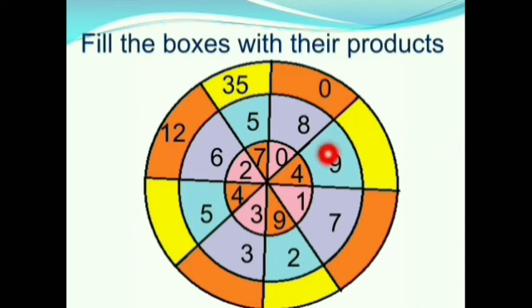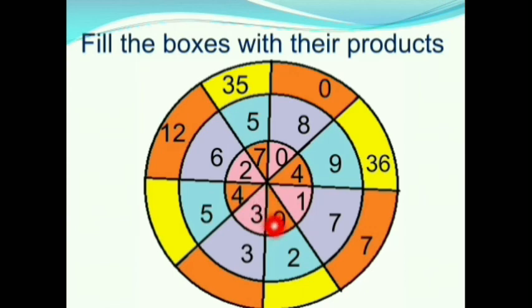Next number is 4 and 9. 4 into 9 is equals to 36. So we will write 36. Next number is 1 and 7. 1 into 7 is equals to 7. So we will write 7. Because if any number is multiplied by 1, the product is the number itself.